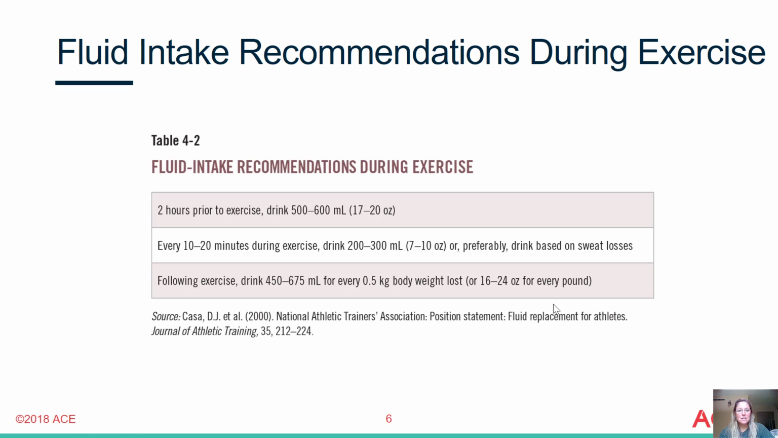As far as fluid intake recommendations when we are exercising, especially in the heat, you can see the general recommendations made by the National Athletic Trainers Association. About 2 hours prior to exercise, we want to drink anywhere from 17 to 20 ounces. Every 10 to 20 minutes during exercise, drink about 7 to 10 ounces. And following exercise, for every half a kilogram of body weight lost, you're drinking 450 to 675 milliliters, or 16 to 24 ounces for every pound to make it easier. So these are general recommendations for fluid intake, not only during exercise, but also replacement after exercise.